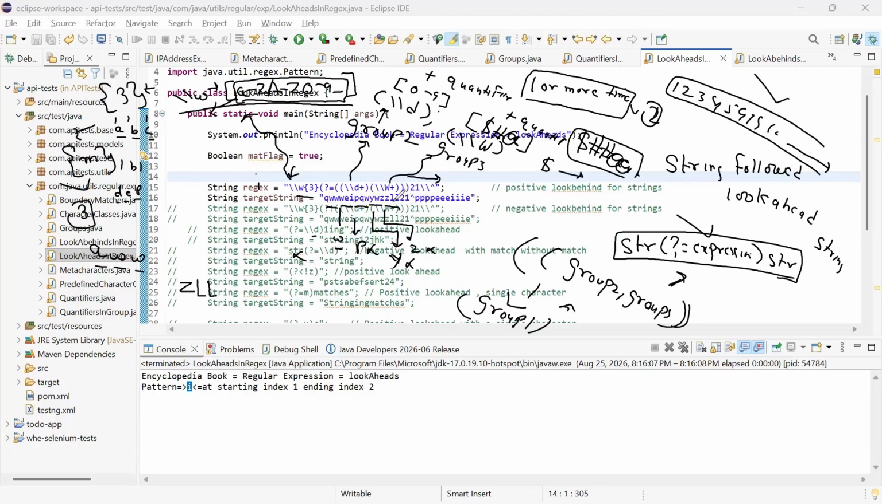ZLL it will capture. So when it has captured the ZLL, the next character is in the range of 0 to 9, either one time or more time. We have 21 here. So 21 here is one time or more time. We have got a match here. So group 1, group 2 evaluated to success. It is true. It will further move ahead.